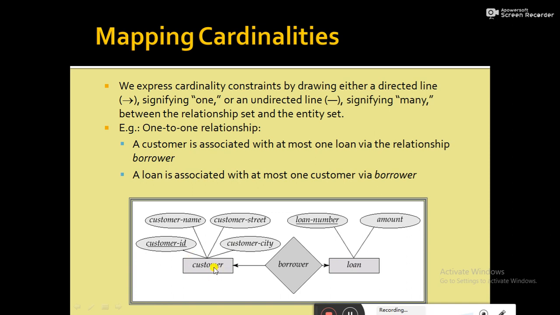That means a single customer has one loan, and from the loan side, a single loan number should be associated with exactly one customer. So if you interpret this diagram, we can say that a customer should have only one loan. A customer cannot have more than one loan. We can interpret this from this particular ER diagram. This is called one-to-one.